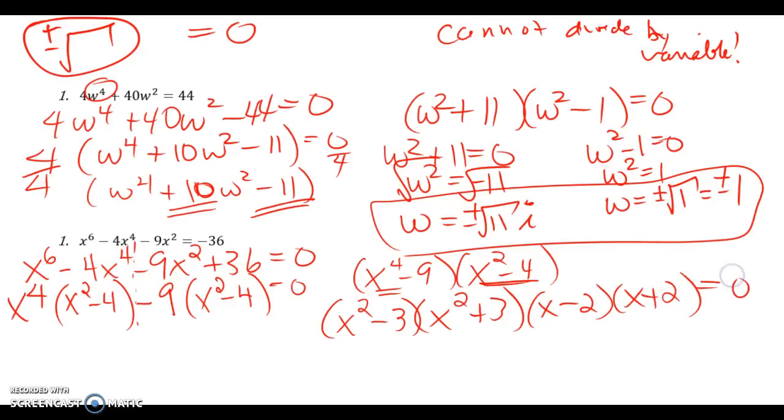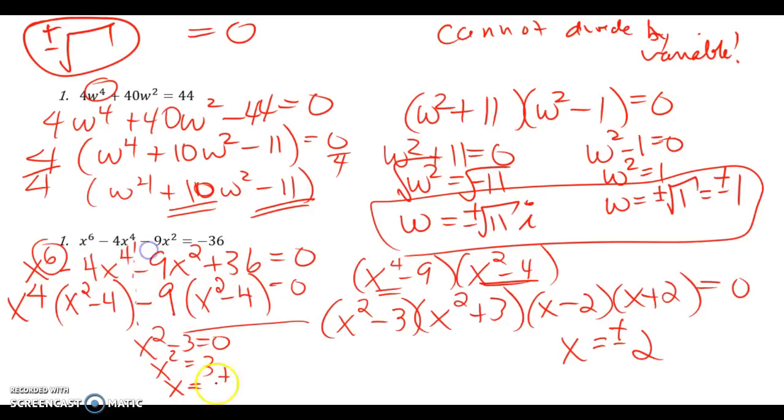So let's figure out what our answers are here. Well, on this side we know x can be a 2 or a -2. So we have 2 of them. We should end up with 6 answers, right? So if I come over here and I say x squared minus 3 equals 0, x squared equals 3, x will equal plus and minus the square root of 3. There's 2 answers.